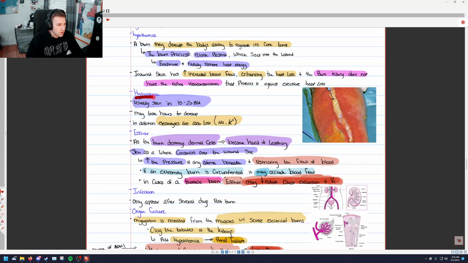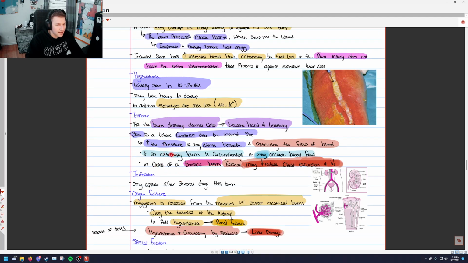So here we have our hypovolemia, typically seen in at least 15 to 20, and then beyond that, going further. Also, you're going to have an electrolyte loss. So put them on the EKG monitor if you can. Of course, if you have stuff like this, don't put an electrode on that. This is actually eschar.